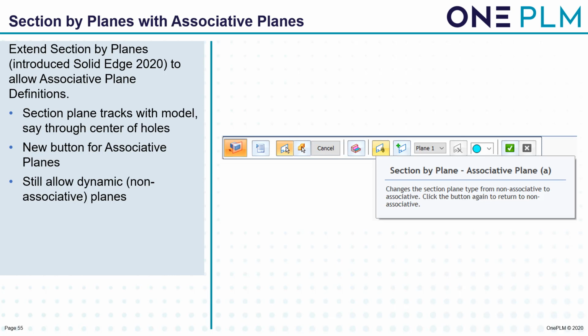Section by planes. Section by planes came in 2020. Now we've got an associative plane. This is probably one of the biggest things, the biggest feedback I've had from customers on this. There have also been some performance enhancements as well.